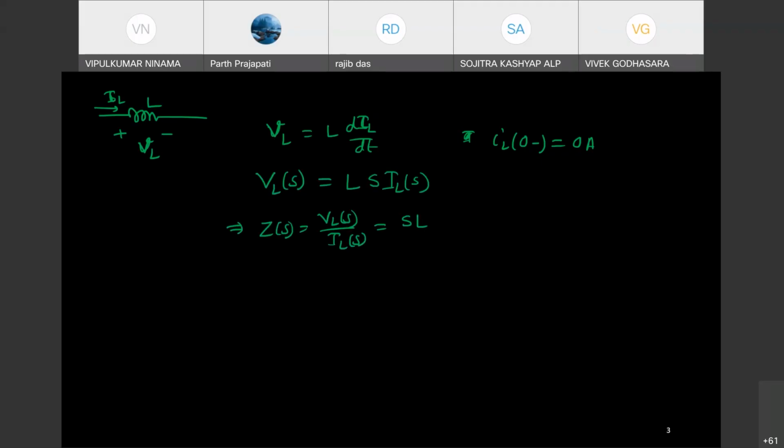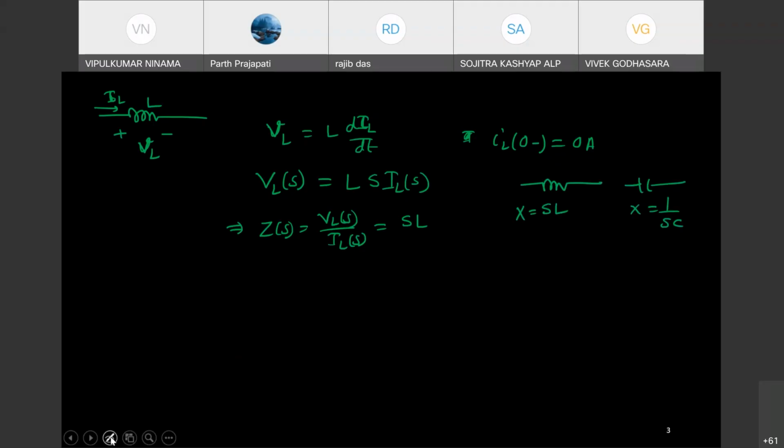Okay, so inductors should be replaced by sL impedance. In short, what I am saying is that the inductor's impedance is s into L. This is your X. And for a capacitor, its X is 1 upon Cs, or sC. Right? And then you can find out the transfer function.